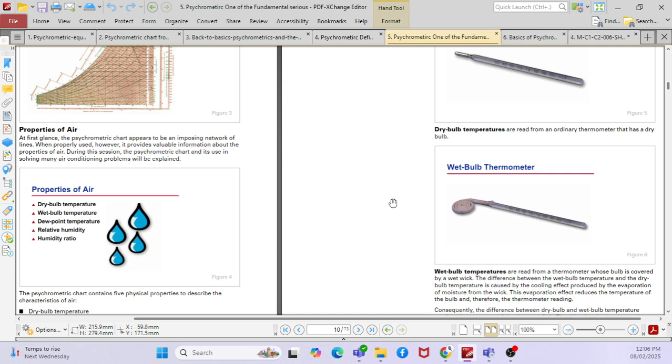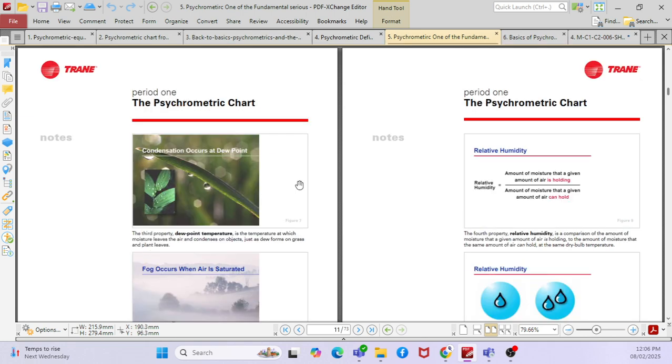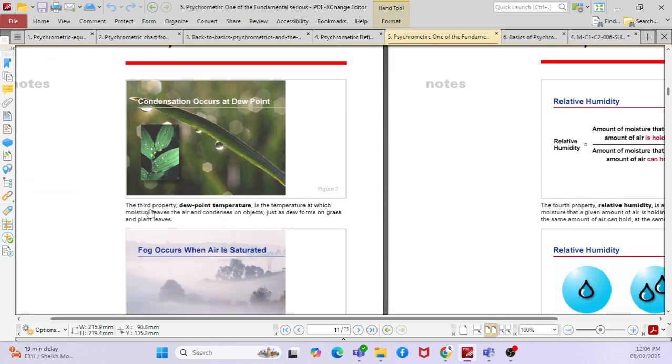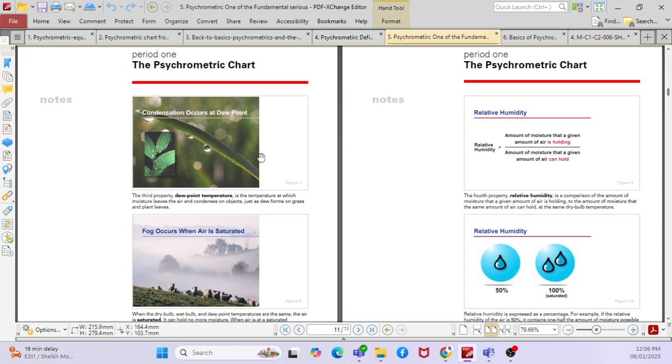Clear, right? Okay, if I go further, this is the relative humidity. So you can say the dew point temperature. When you say dew point temperature, it is when the condensation starts. You can read the sentence here. The third property, dew point temperature, is the temperature at which moisture leaves the air and condenses on objects, just as dew forms on grass and plant leaves. When you say dew point temperature, the dry bulb temperature and the wet bulb temperature will be at the same point. That means it is fully saturated. So that is called dew point temperature.